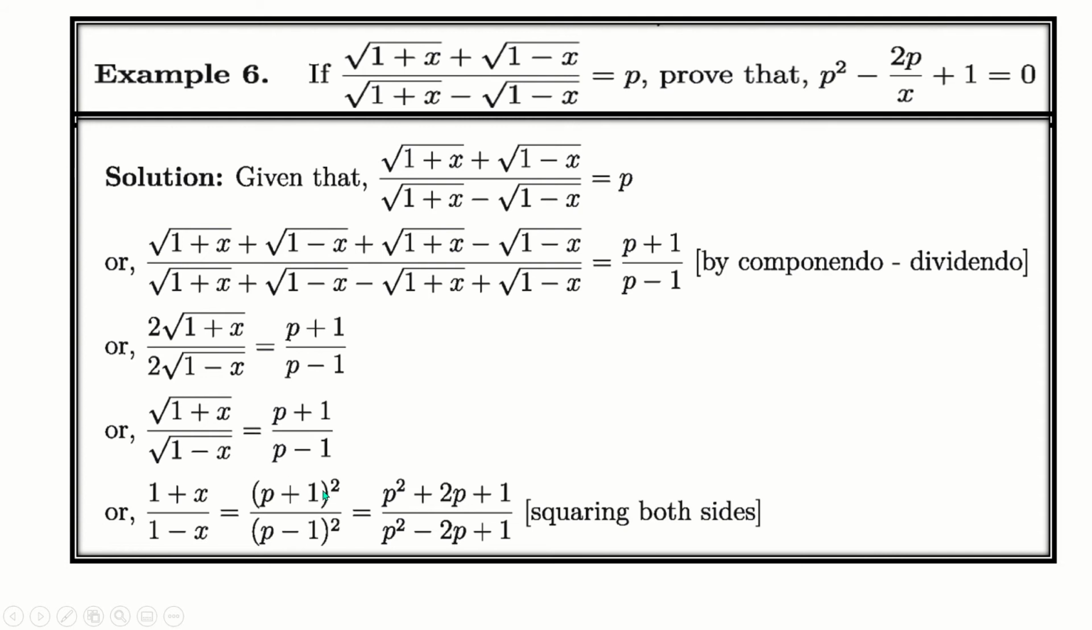Now the formula a plus b whole square: a square, that means p square, plus 2ab, that means 2 into p into 1, that means 2p, plus 1, divided by p square minus 2p plus 1. Clear everyone?